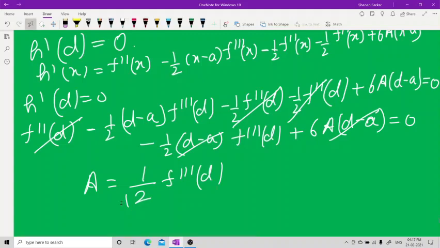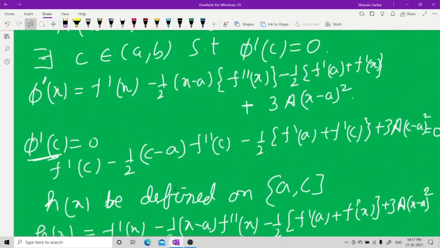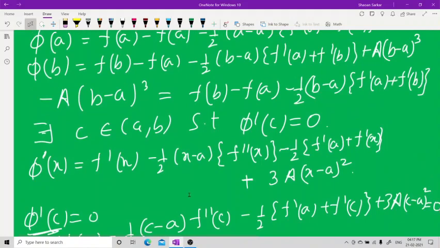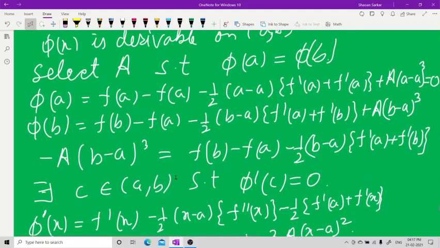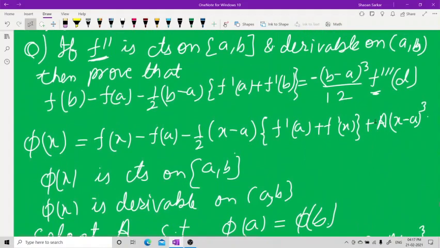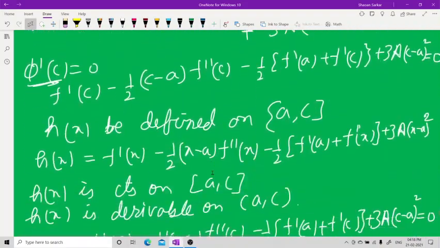What is a? Let's go back and see what is a. Where is our a? Our a is this, the whole thing is our a. We have defined this function in this manner. So this whole function is equal to 0. So put the value of a here and take it on the other side.